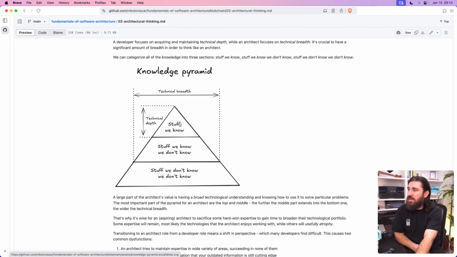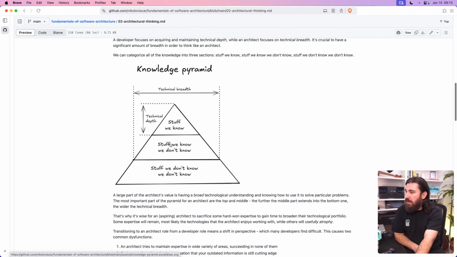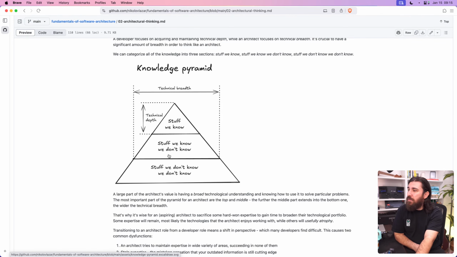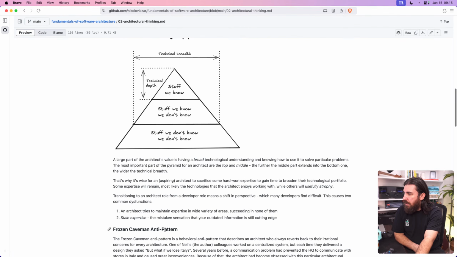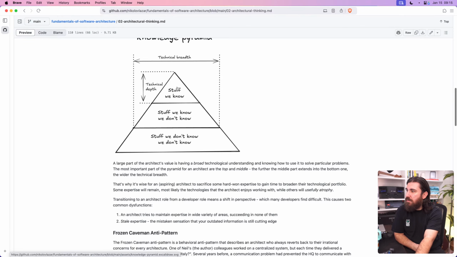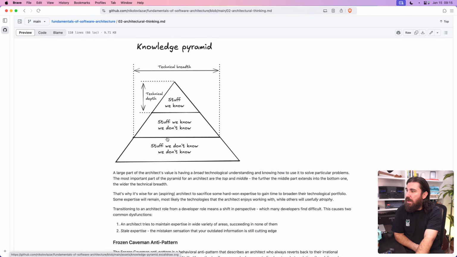The developer focuses on expanding the stuff they know. The further down this goes, the deeper the technical knowledge is. But that's for the developer. For the architect, the most important parts are the first two. It is still important to maintain all of it, but the first two are the most important parts of the pyramid for the architect, especially making the stuff we know we don't know, the middle part, expand into the bottom part.